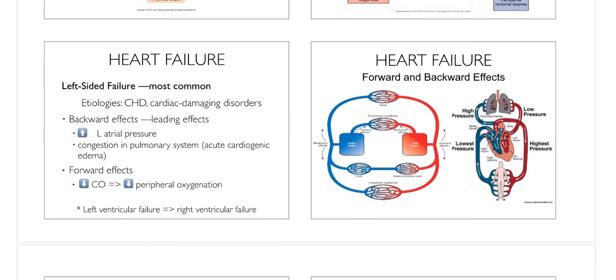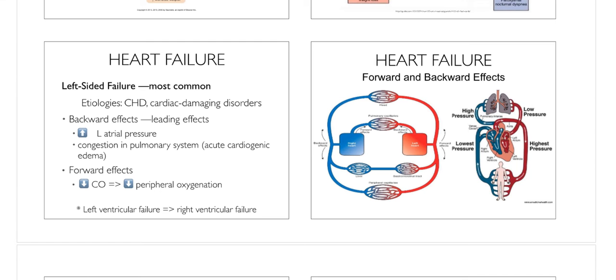So for left-sided heart failure, the most common etiologies are going to be coronary heart disease and any form of cardiac damaging disorder. Again, the backwards effects, we're going to have an increase in left atrial pressure, congestion in the pulmonary system because we're coming backwards from the left ventricle. Backwards would be the left atria. Backwards from that would be then the pulmonary circuit.